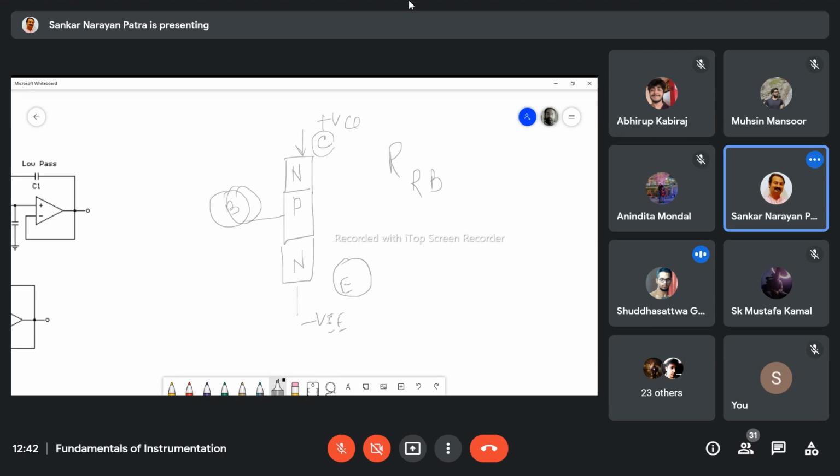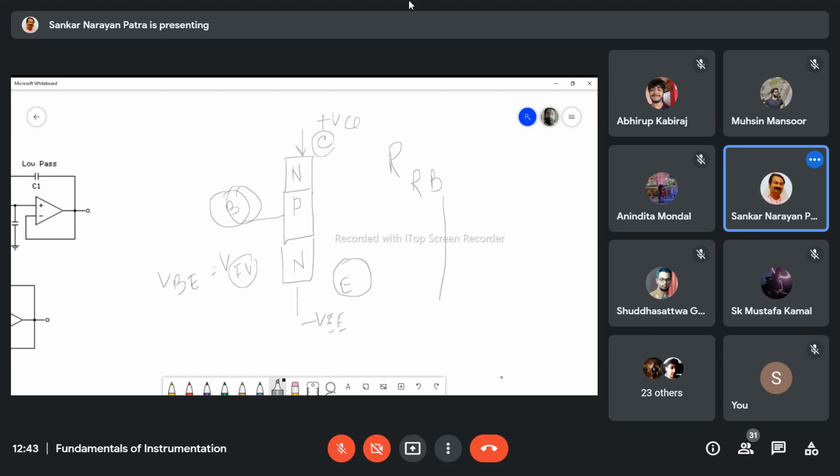Yes, sir. The NP part is reverse biased, sir. So NP part means which one? The collector-base or base-emitter? Collector-base, sir. That's why we consider VBE. VBE means the diode forward voltage.